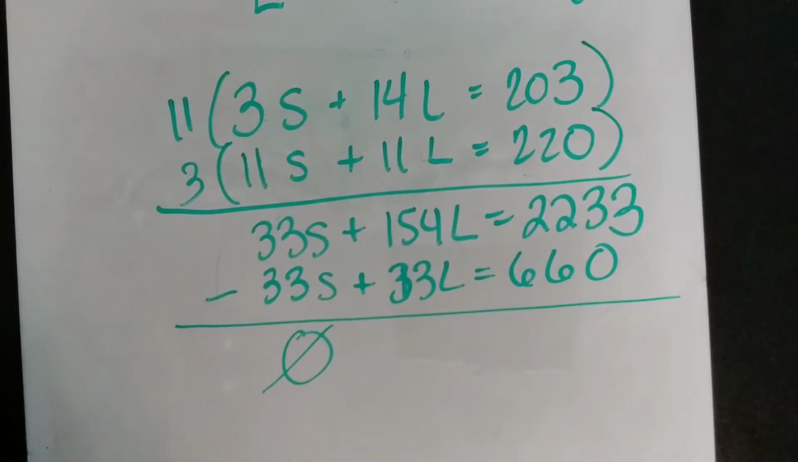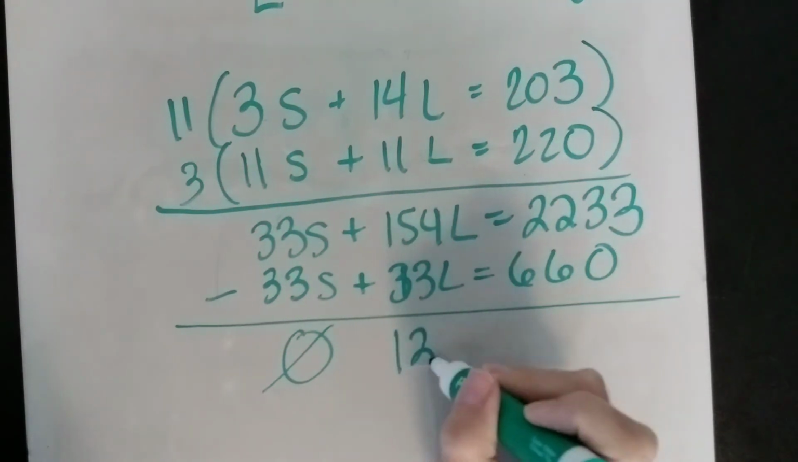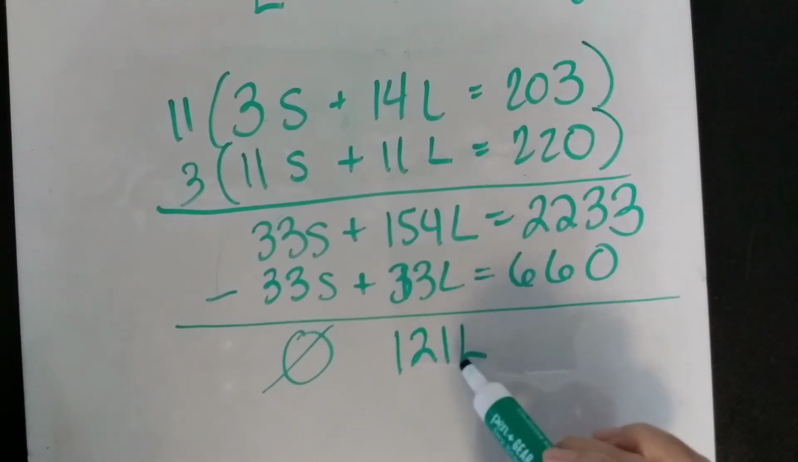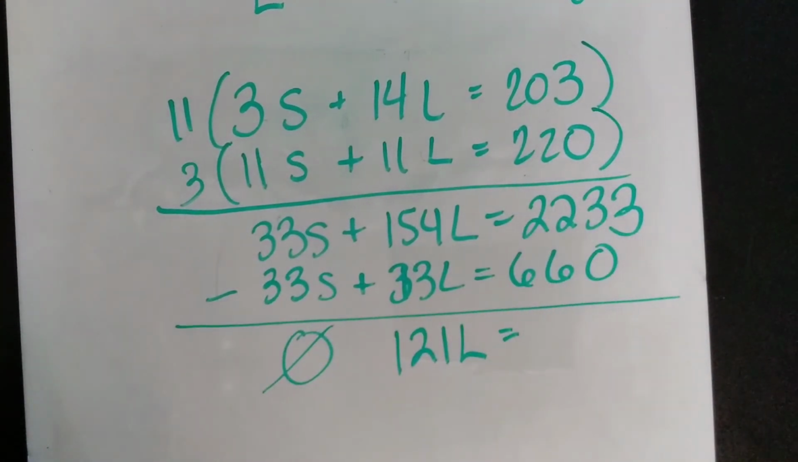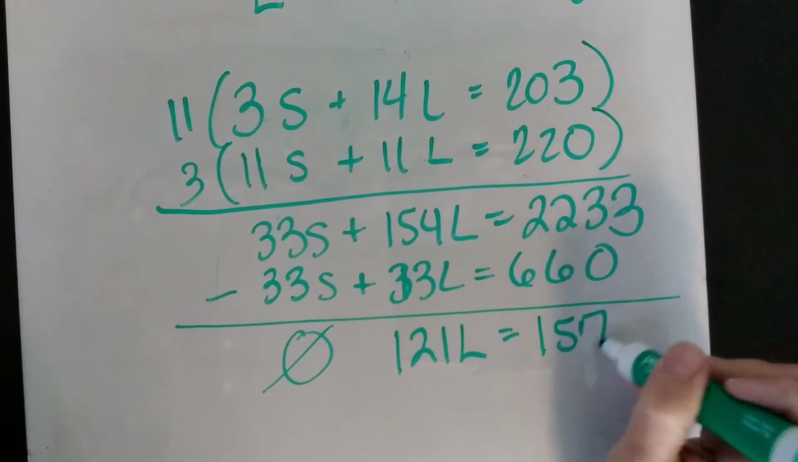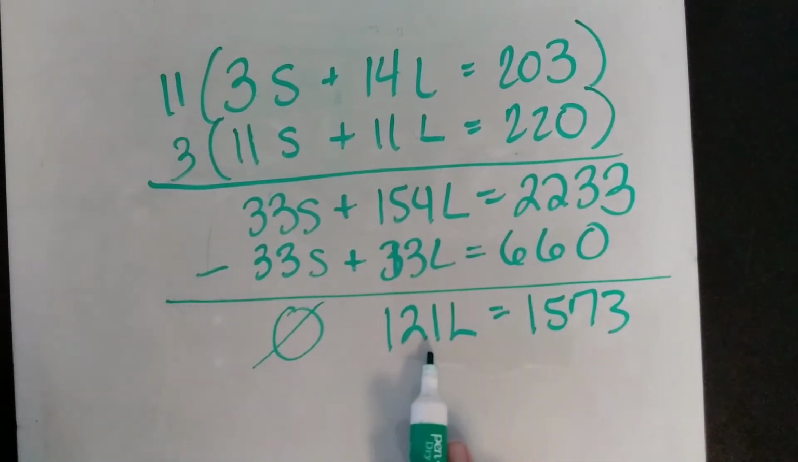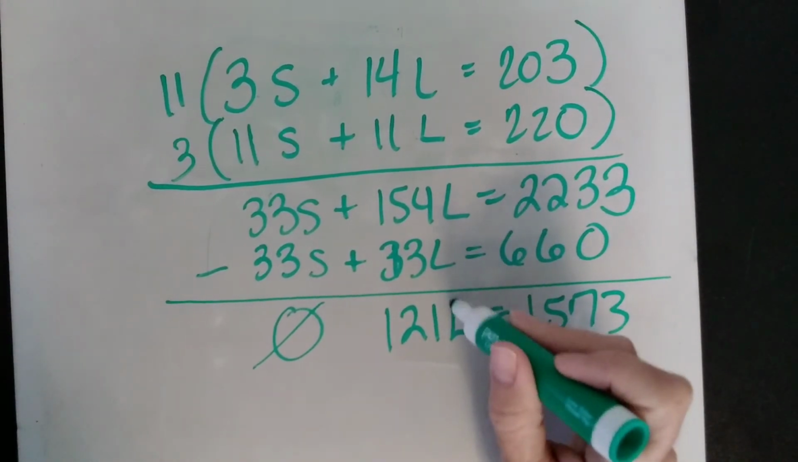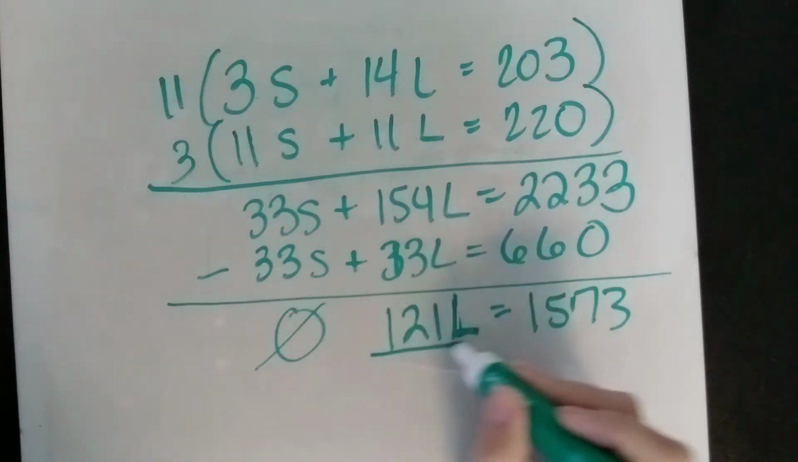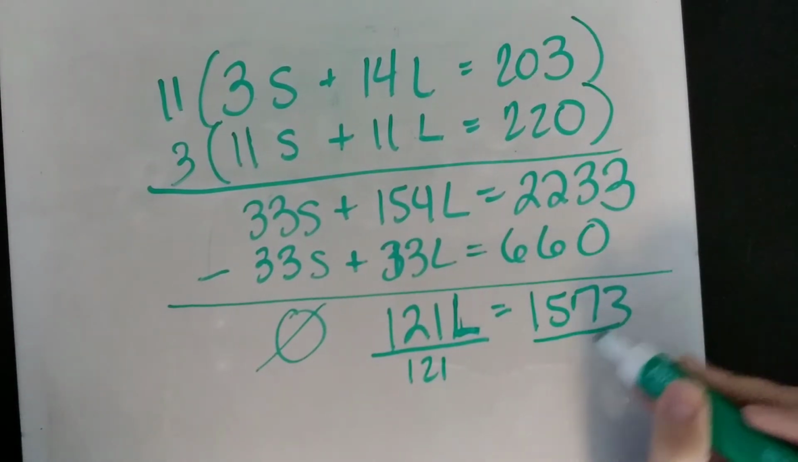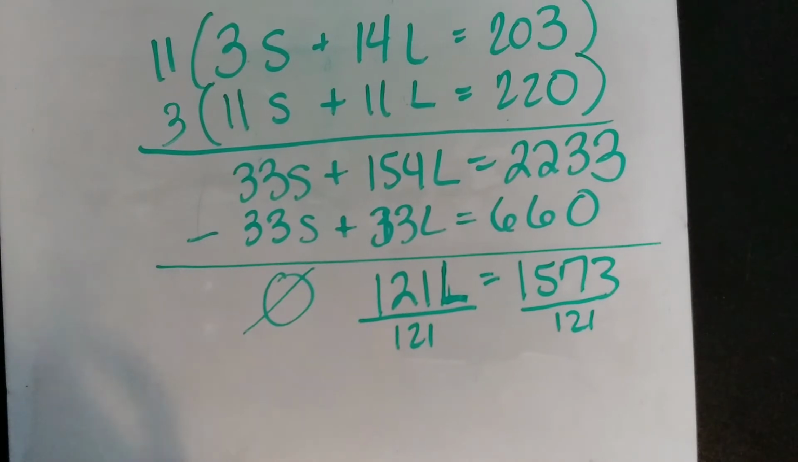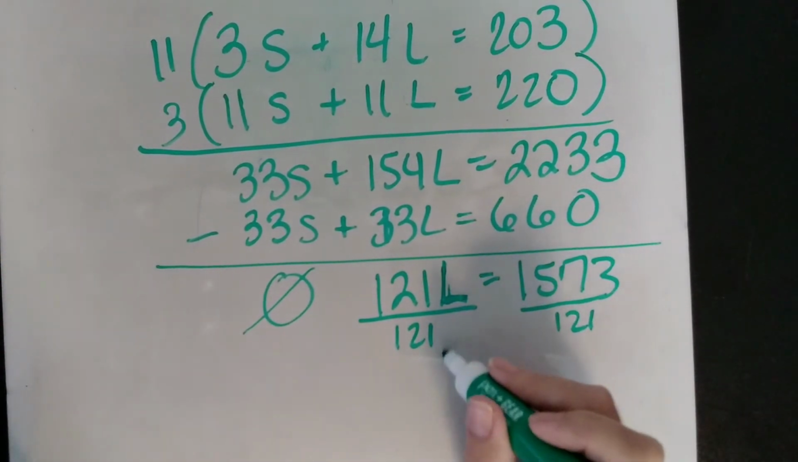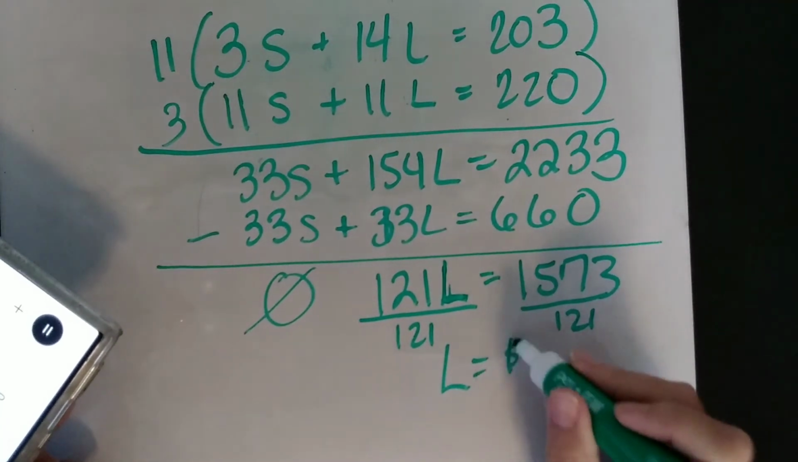154 minus 33 is 121. So 121 large boxes costs whatever 2,233 minus 660 is, which is 1,573. So I know that 121 large boxes cost $1,573. I'm solving still for L. I want to know the price of a large box. So I'm going to divide each side by 121. And that gives me $13. One large box of oranges costs $13.